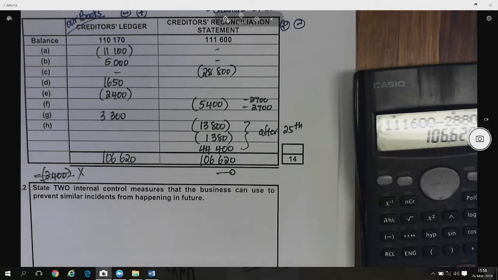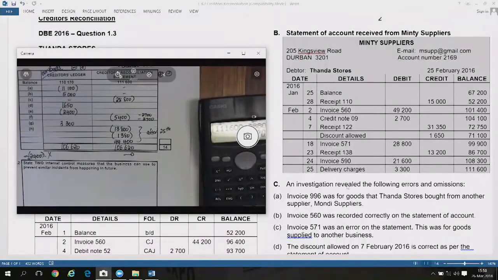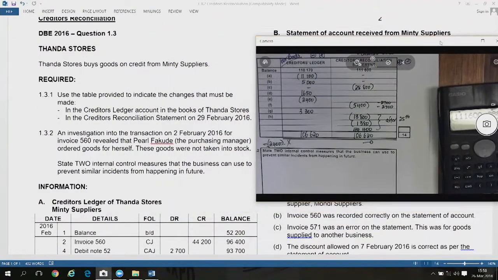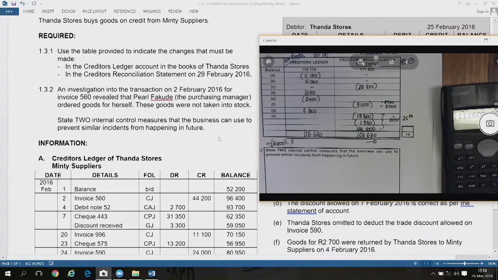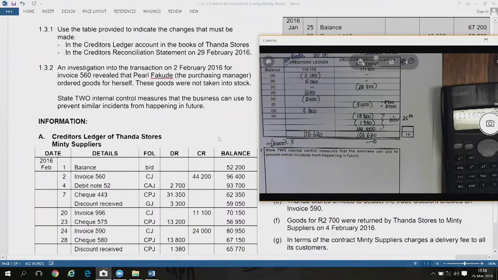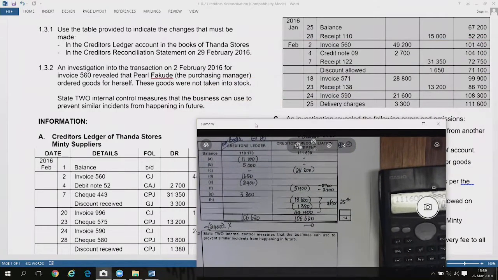There's another question there. They just ask us there. An investigation into the transaction on the 2nd of February for invoice revealed that Pearl Fakude, the purchasing manager, ordered goods for herself. That 560, 44,200. These goods were not taken into account. But 560 was less in our books than it was there.